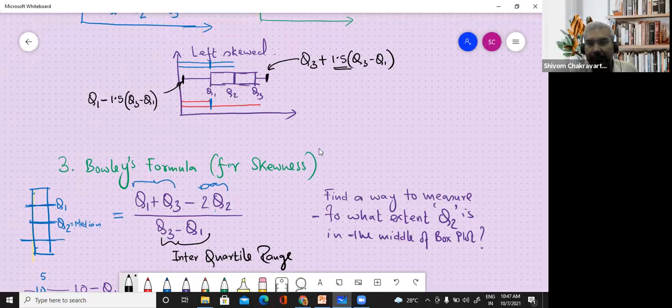Yes. 1.5 is nothing naturally occurring. It is not like a gravitational constant. So it is a convention.